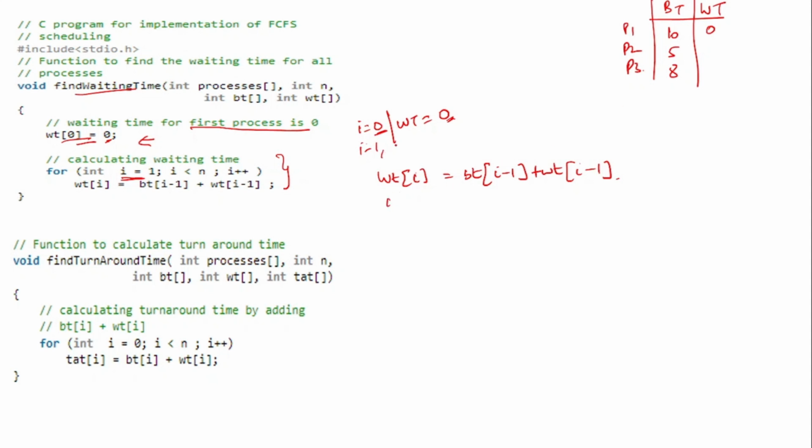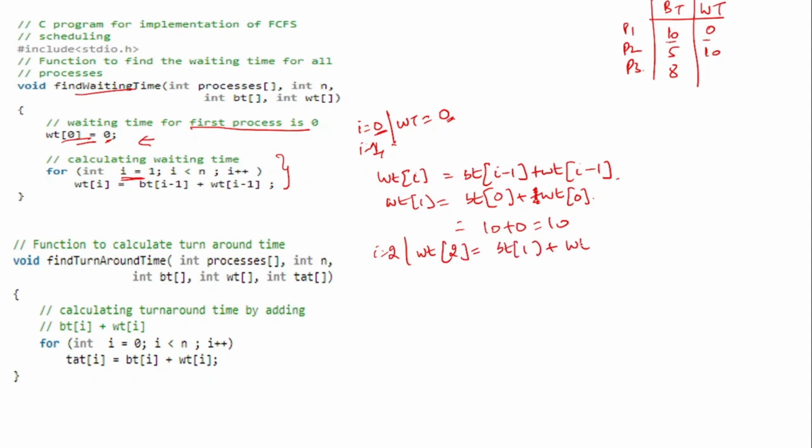Now when i is equal to 1, the waiting time will be the burst time of the 0th process plus the waiting time of the 0th process. So the burst time of the 0th is 10 plus its waiting time 0, which is 10. So here the value comes to 10. Again, for i equal to 2, the waiting time of 2 is equal to the burst time of 1 plus the waiting time of 1. The burst time of 1 is 5 and the waiting time of 1 is 10, which makes it 15.